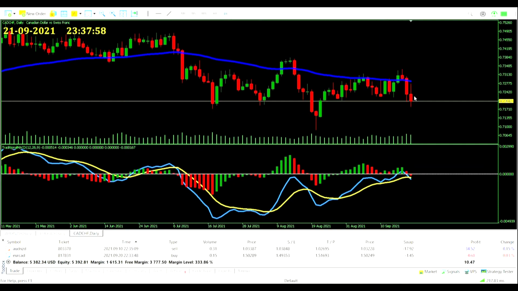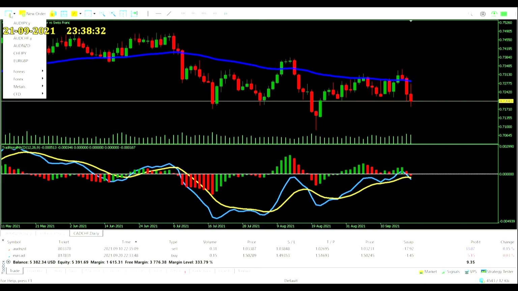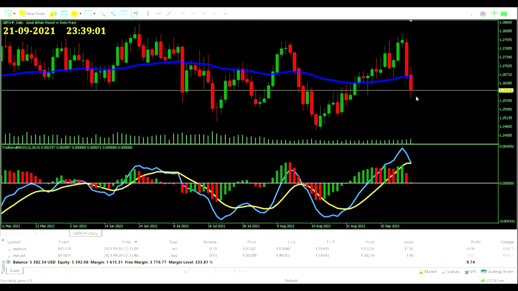Canadian dollar Swiss franc pair is giving us a clear entry signal, price below the moving average, MACD crossing below 0, telling us, hey, sell off those Canadian dollars, buy up the francs. Currently though, we cannot take that signal because we're already in the Canadian dollar trade against the euro. So no signal.